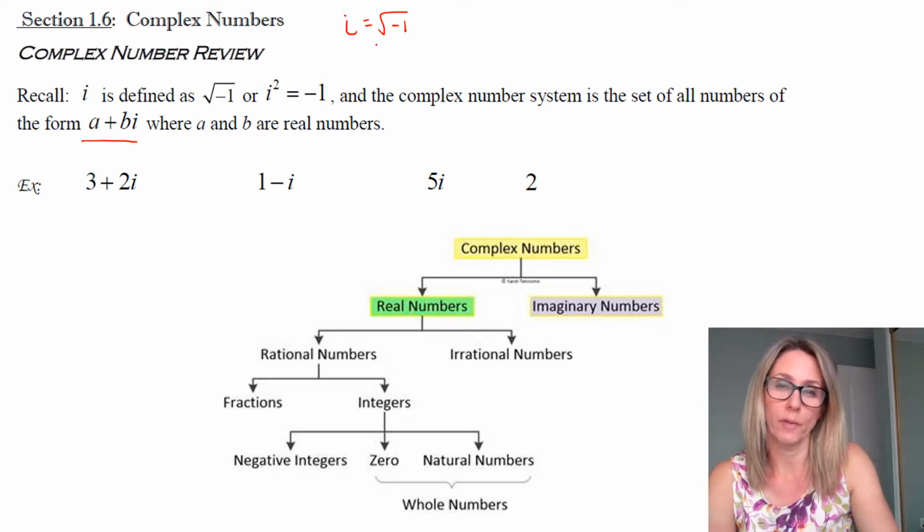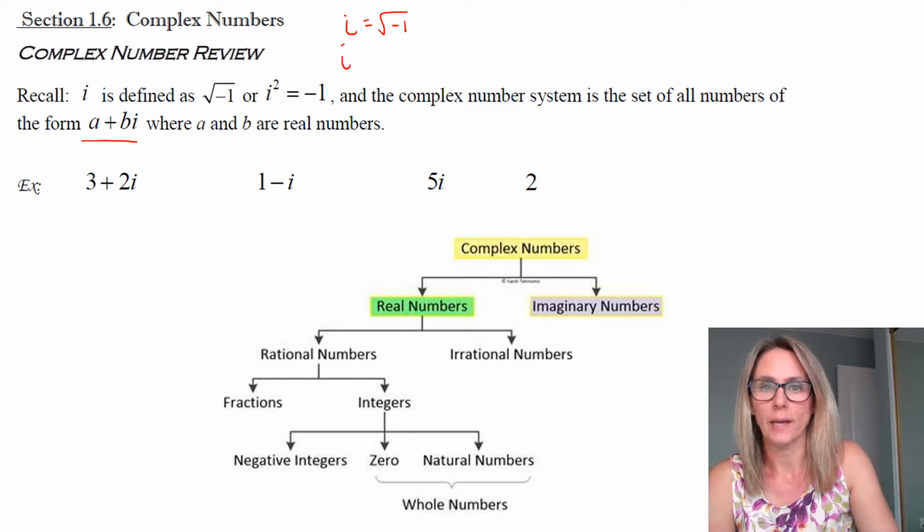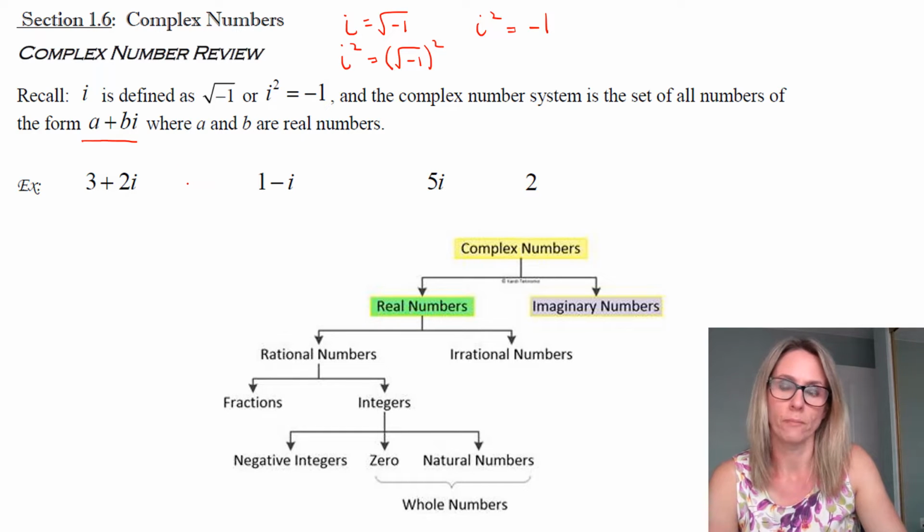We can't take the square root of a negative number. If we do, we get what's called an imaginary number, or i, something with i. Now, if we square both sides, what we find is that i squared equals, and if you square the square root of -1, opposite operations there, we get i squared equals -1.